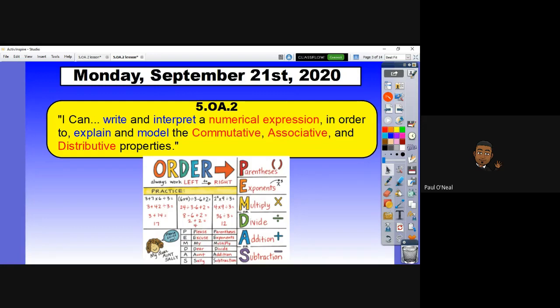All right, so we're going to look at the Common Core standard, which is 5.OA.2, and that primarily deals with the order of operations. Again, we're going to build on this and get into the order of operations during the week. But today, I really want to focus on the three properties that you see there.